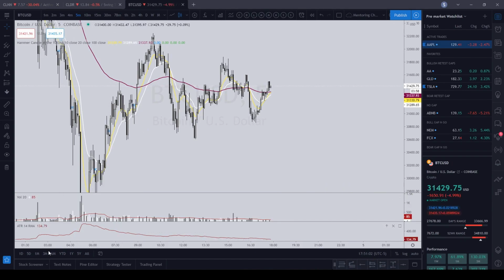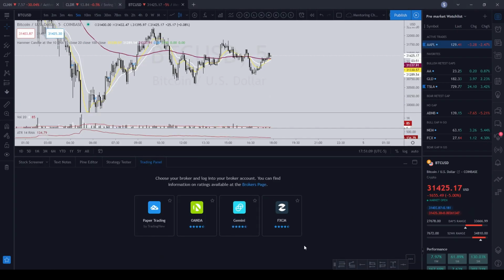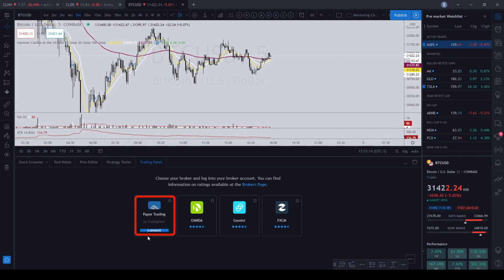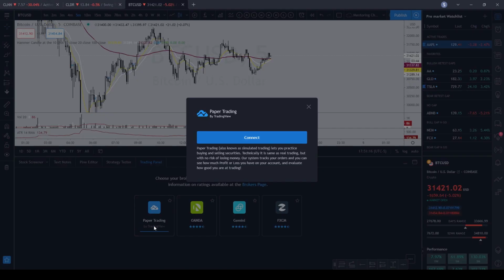So now that we've done that, what you're going to do is open up a chart, go down to the bottom left-hand corner, and look for a tab called Trading Panel, and click on that. It's going to open up this menu right here. You'll see on the left-hand side paper trading. Highlight it and click Connect.